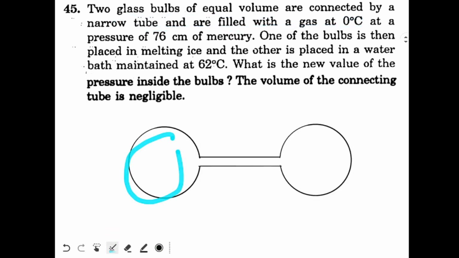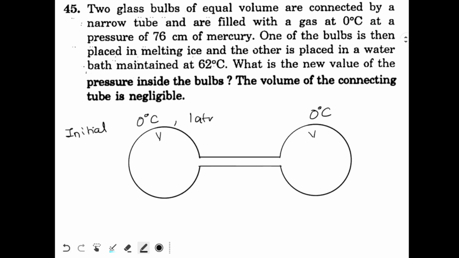So here you can see there are two bulbs of equal volume. Let's say both have volume V. Initially they have temperature 0 degrees Celsius and pressure 76 centimeter of mercury. So we can write down initial: here temperature 0 degrees Celsius, here also temperature 0 degrees Celsius. Pressure is 76 centimeter of mercury, which means 1 atm.